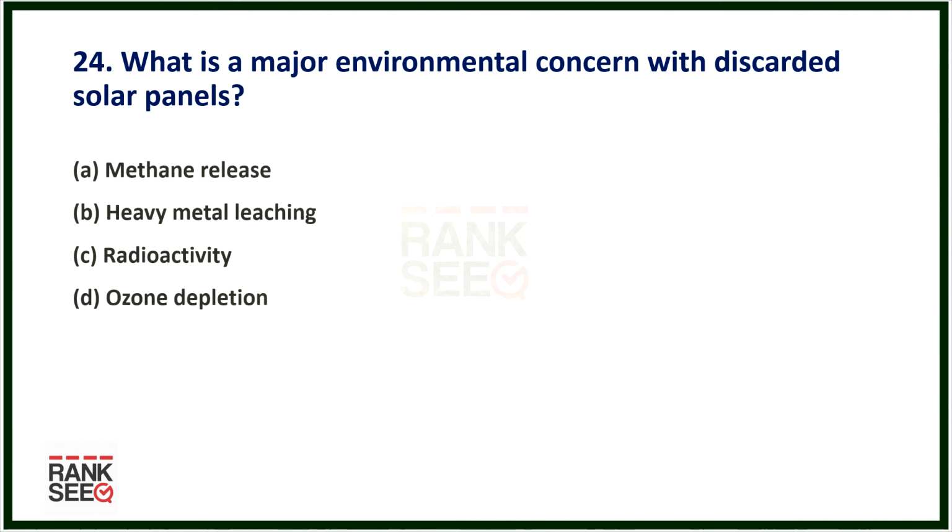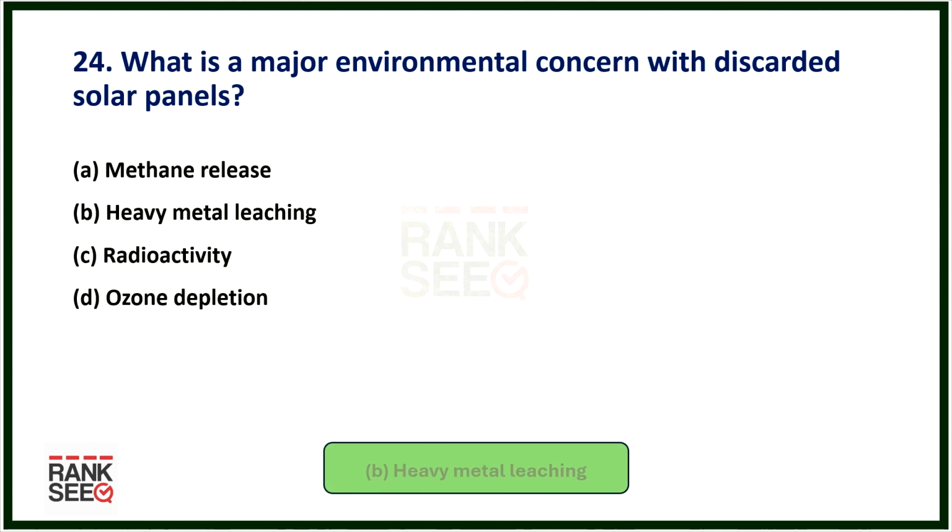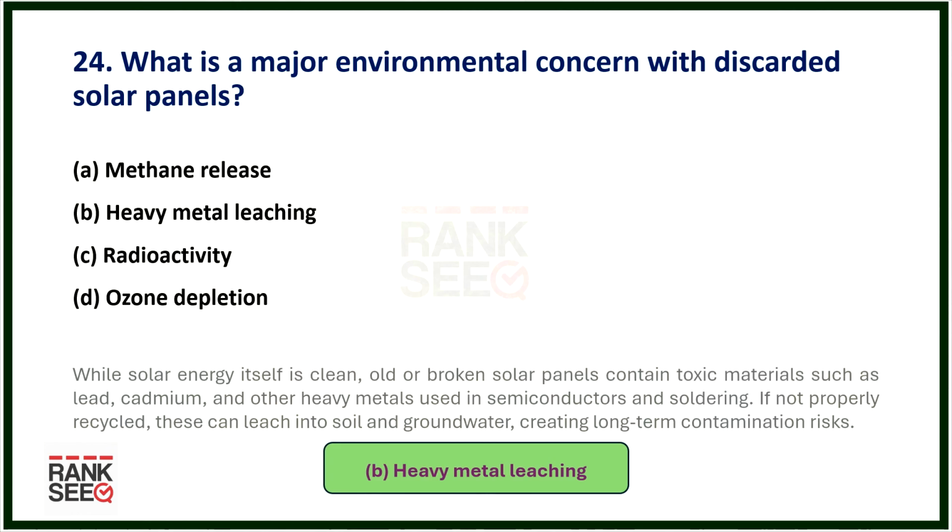24. What is a major environmental concern with discarded solar panels? A. Methane release. B. Heavy metal leaching. C. Radioactivity. D. Ozone depletion. Correct answer: B. Heavy metal leaching.